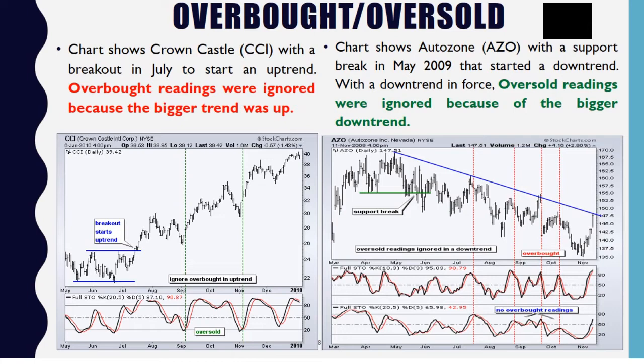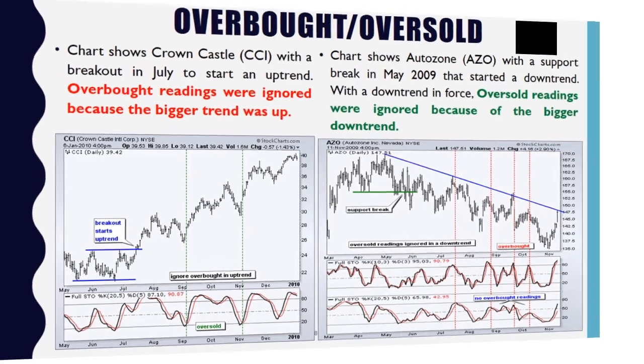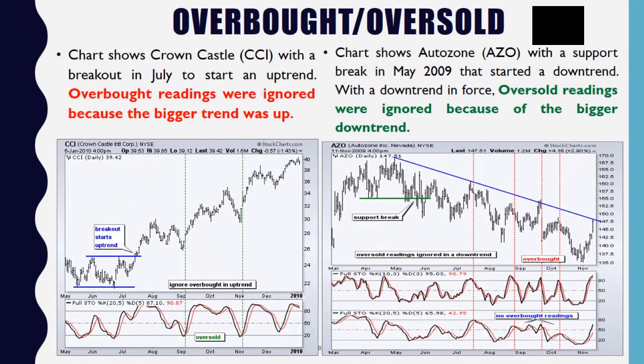The chart shows Crown Castle with a breakout in July to start an uptrend. Overbought readings were ignored because the bigger trend was up. The chart also shows AutoZone with a support break in May 2009 that started a downtrend. With the downtrend in force, oversold readings were ignored because of the bigger trend.